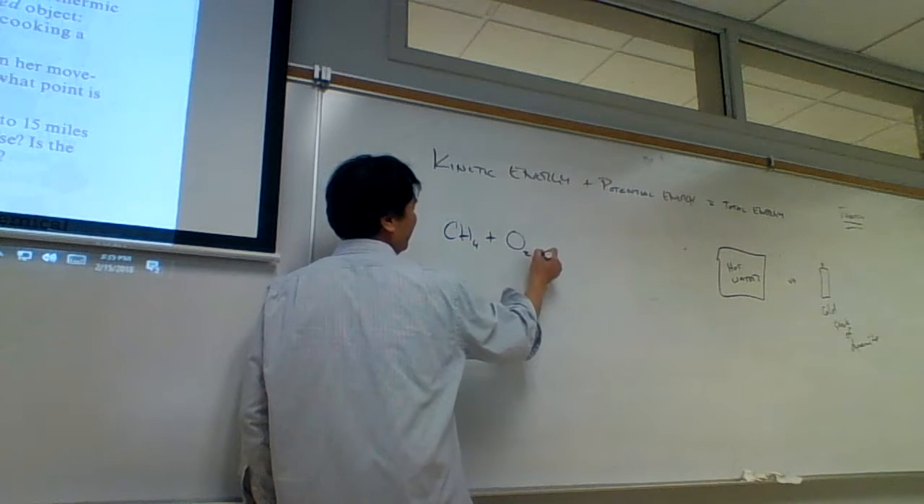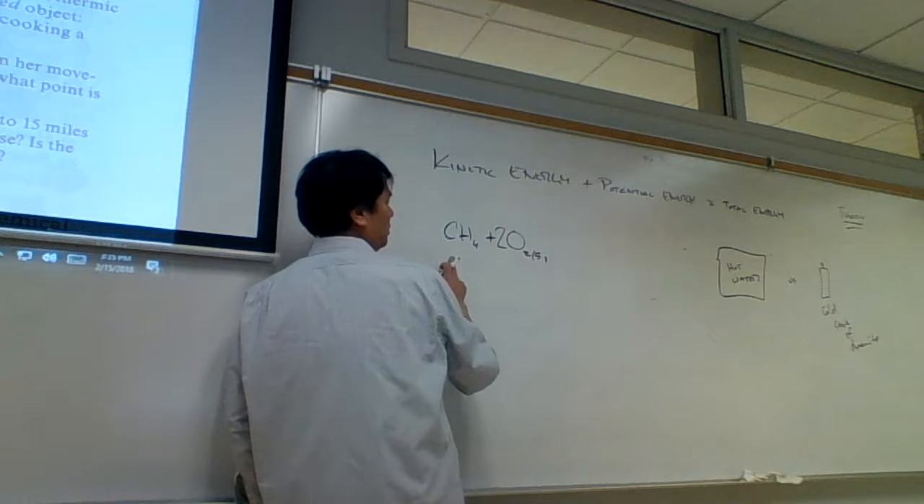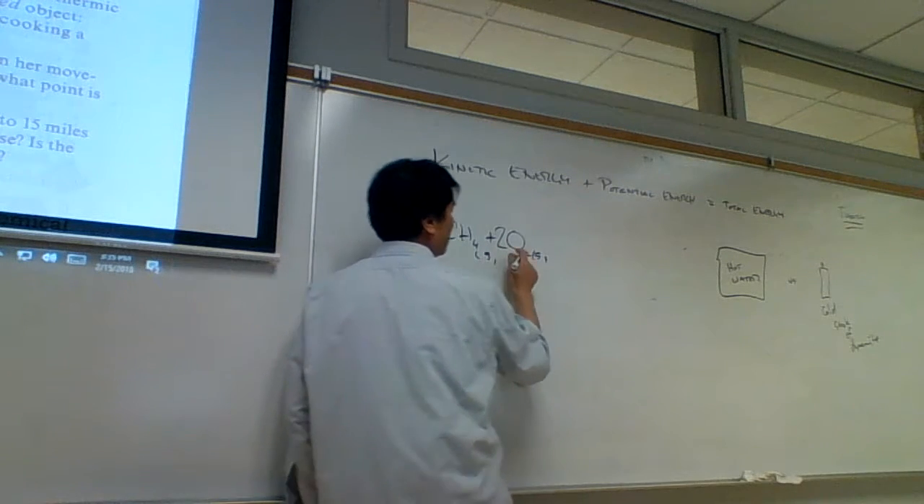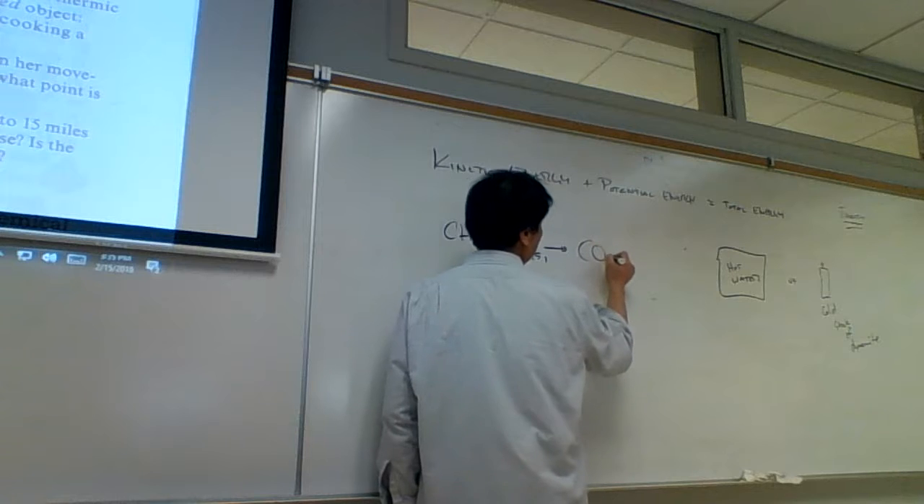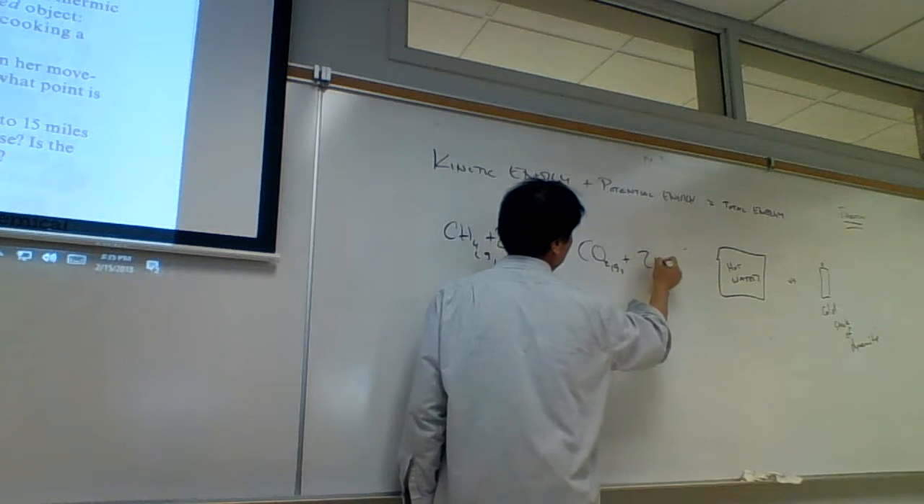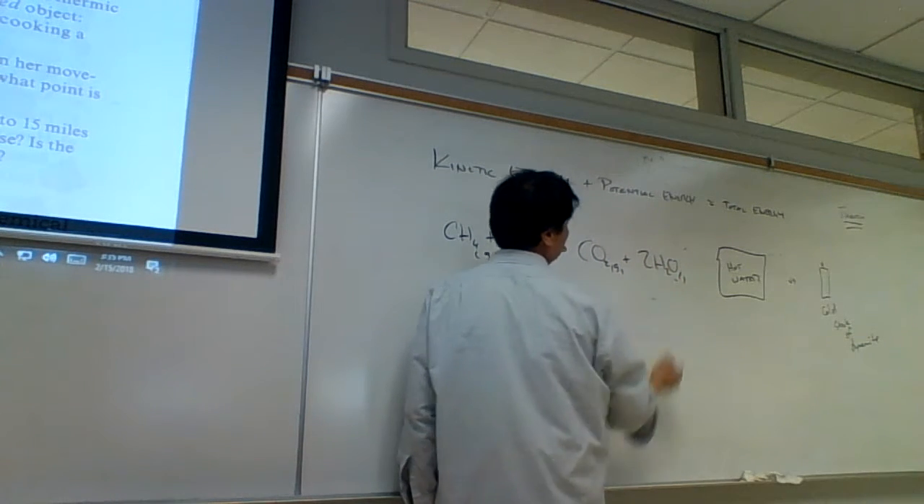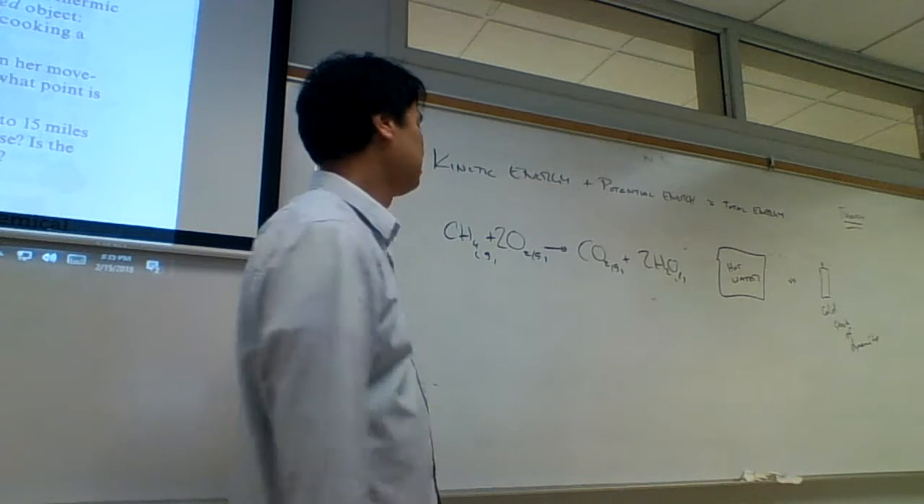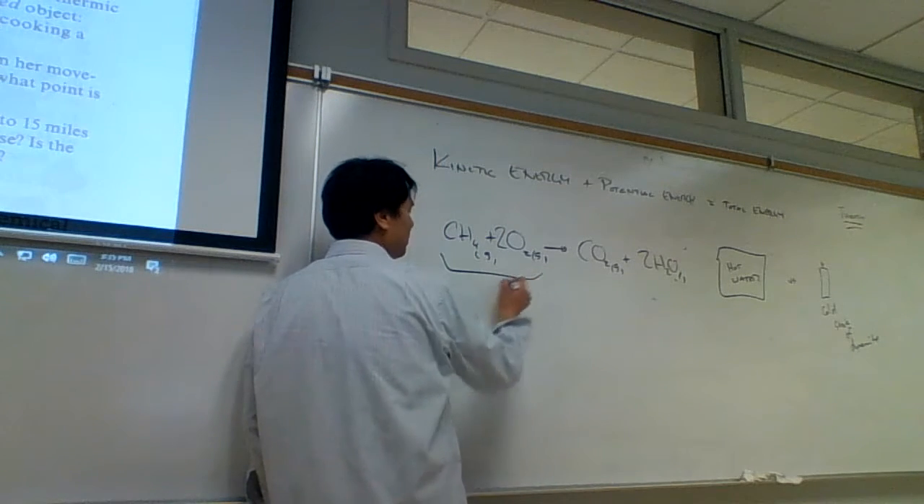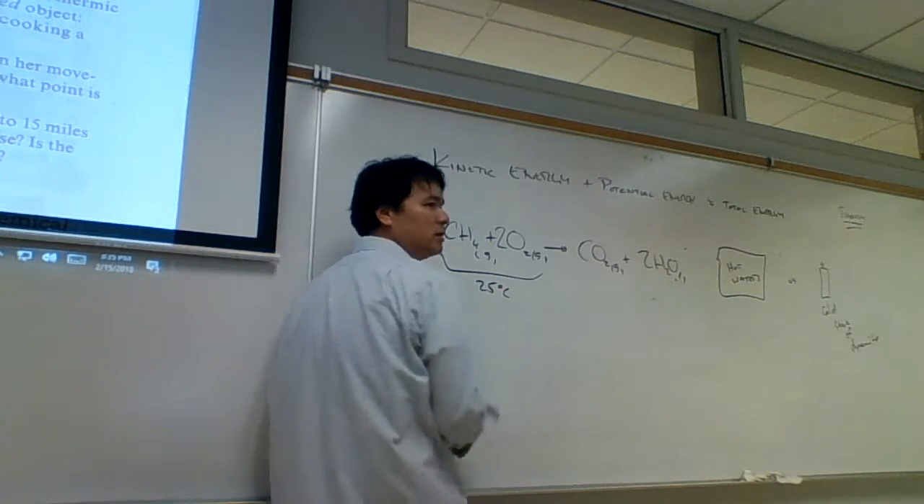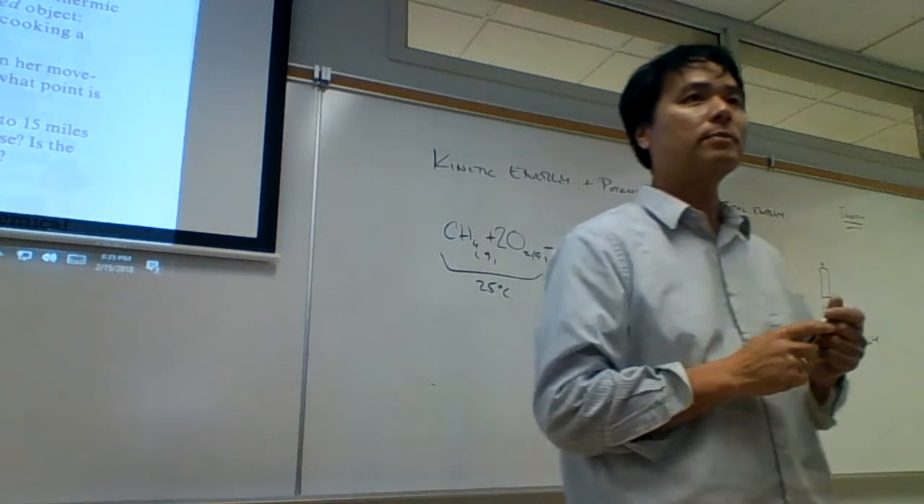Today we're doing combustion of methane. So we have methane, which is a gas, and oxygen, which is a gas. This is going to form carbon dioxide, which is a gas, and two water molecules. The water is going to be liquid. Let's say we start off with methane and oxygen at 25 degrees C, our standard room temperature.